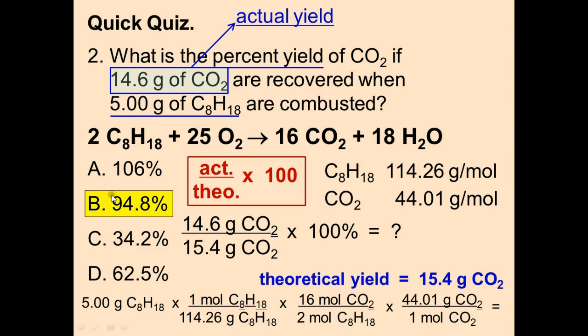But just as a smart tip, just as test taking in general, always have an estimate. So when you do math, ask yourself, does it make sense? And in this case, it does, because 14.6 is pretty close to 15.4, so it should be close to 100%, and 94.8 is pretty close.